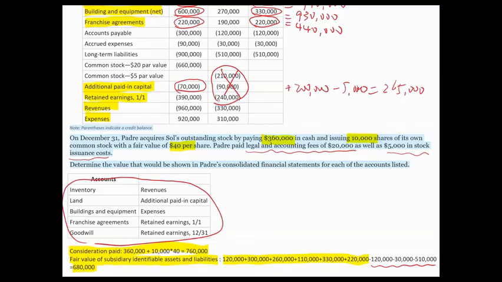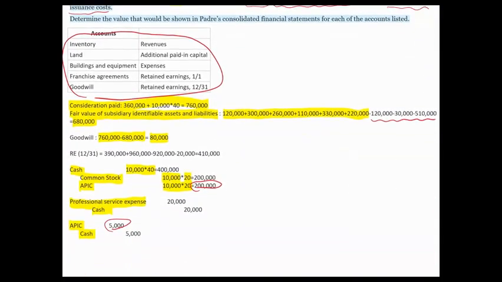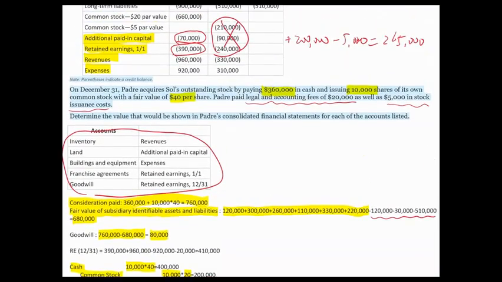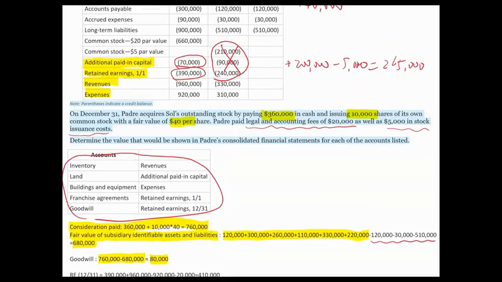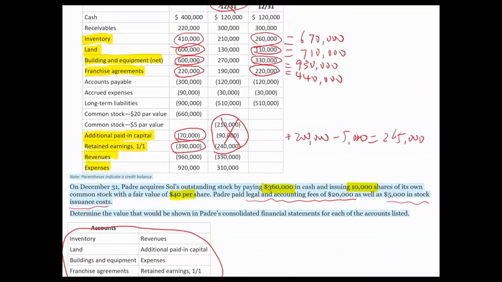Alright, so retained earnings. The beginning retained earnings is 390,000. It's not going to change. And then as to the ending balance of the retained earnings, okay, I forgot one more thing. Let's go to the revenues. So the revenues are going to be 960,000. As to those income statement accounts, we also ignore the subsidiary company's account balance.